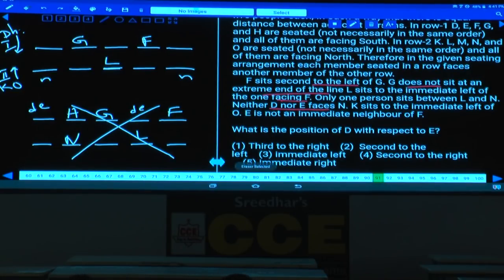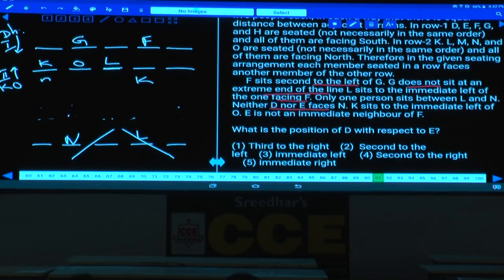Now we are left with only one possibility. In this possibility, K sits to the immediate left of O, so what are the possibilities here? If K is here, O will be here, that is one possibility. The second possibility: if K is here, O will be here. In the first possibility, KO, then N will be here, and in the second possibility, N will be at this place. And E is not an immediate neighbor of F, so E will be here.